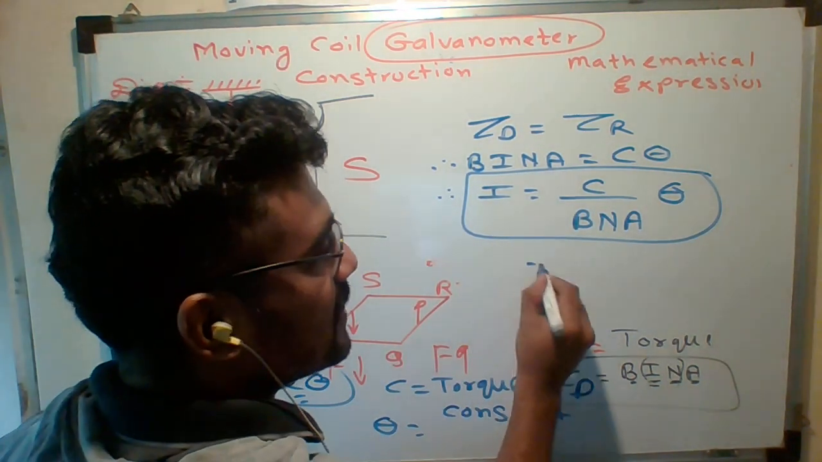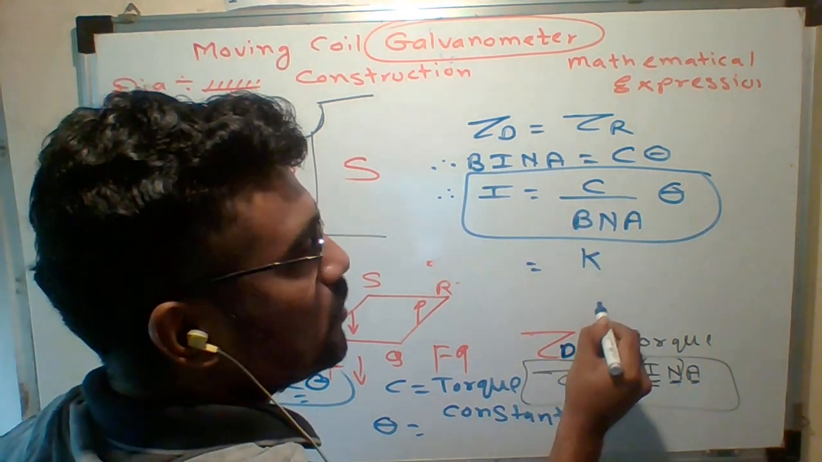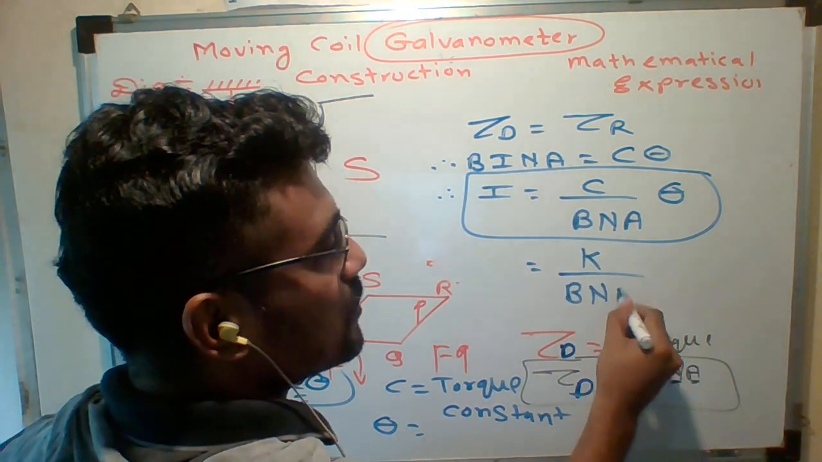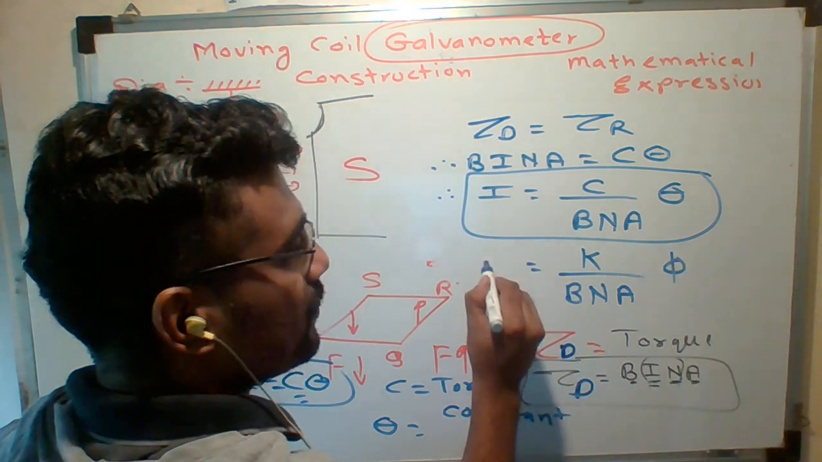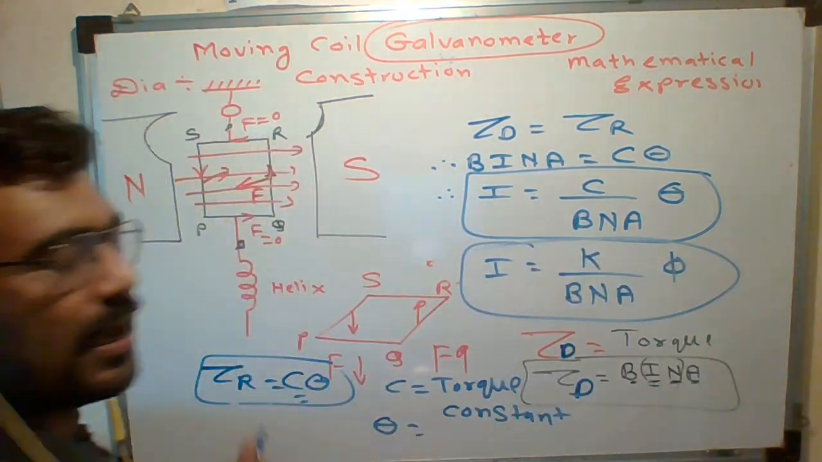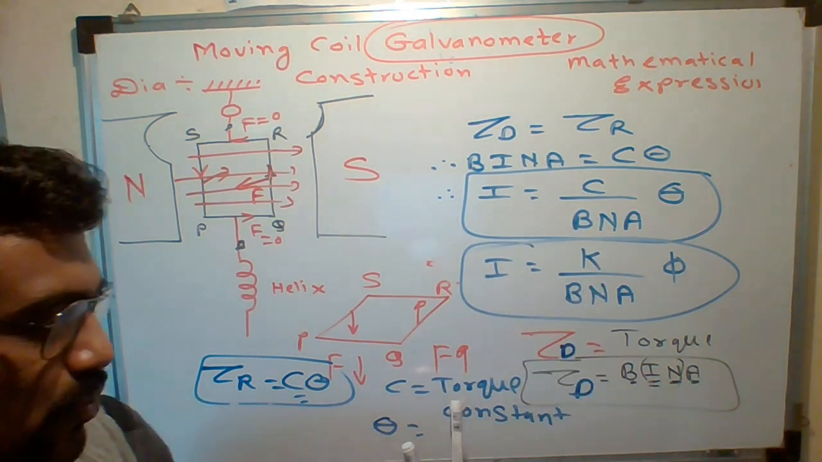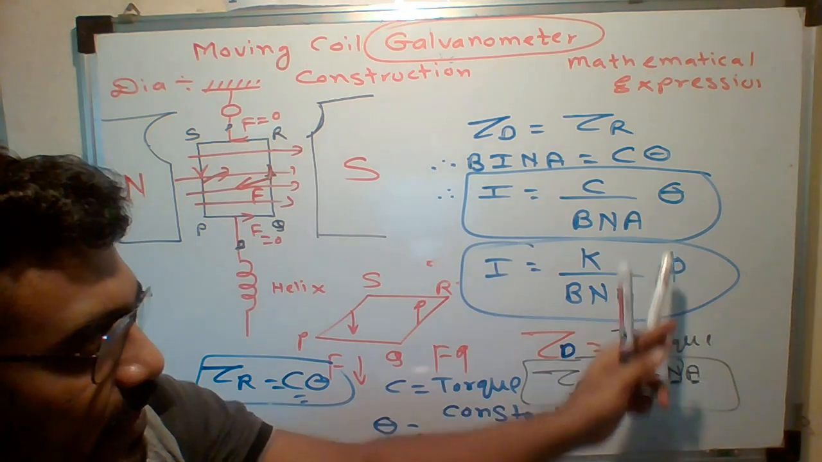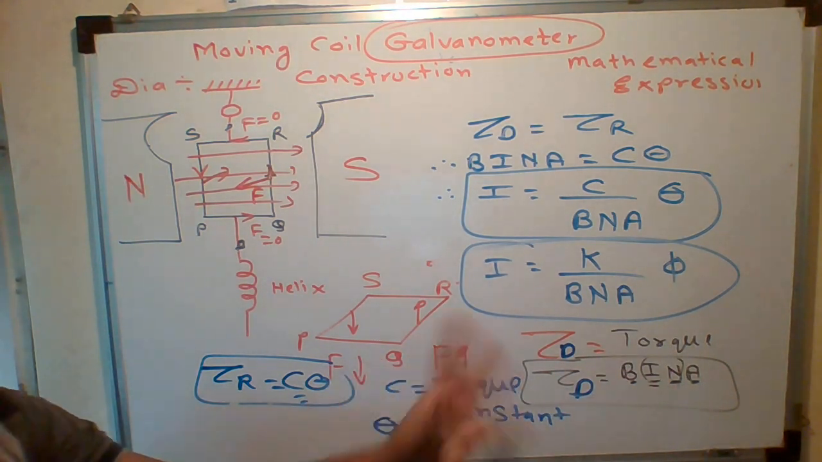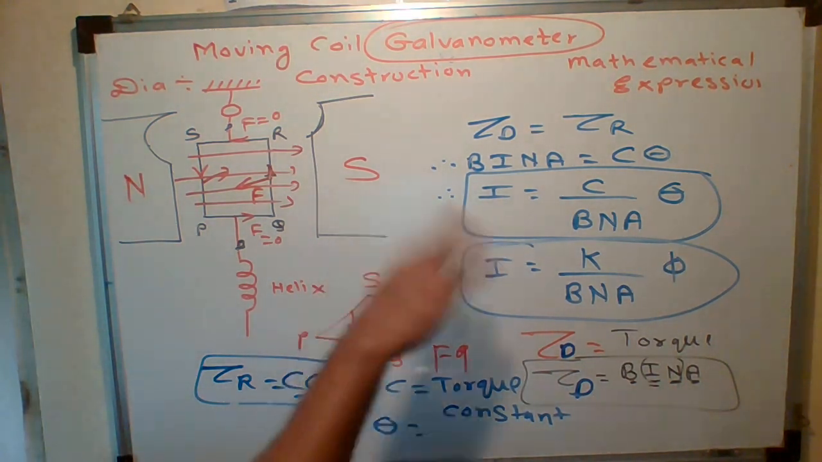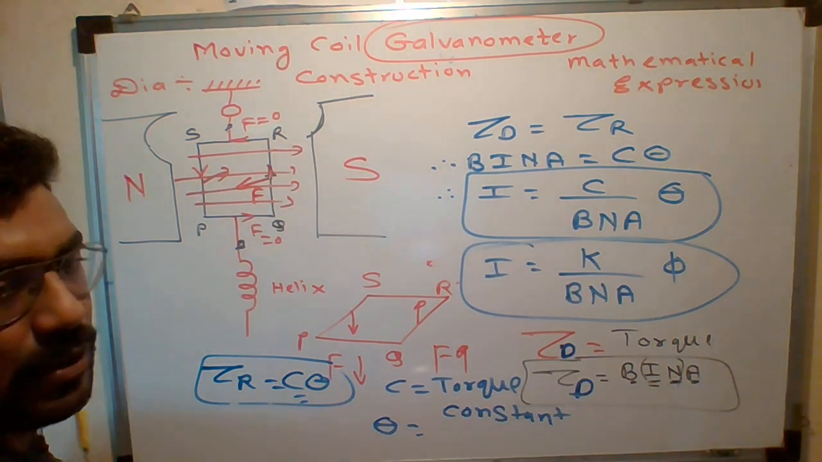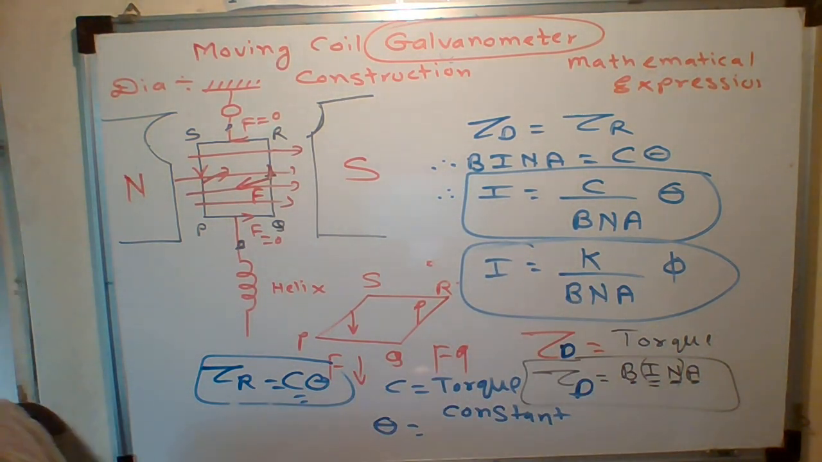In your syllabus and textbook, instead of C they use K, so don't be confused. And instead of theta, they use phi. So this is the formula for I: instead of C they use K, where K stands for torque constant, and instead of theta they use phi. Don't be upset or confused. Sir told C upon BNA and the exam book gives K upon BNA; both have the same meaning. Hope you understood the construction, working and the mathematical formula of current flowing through the moving coil galvanometer.